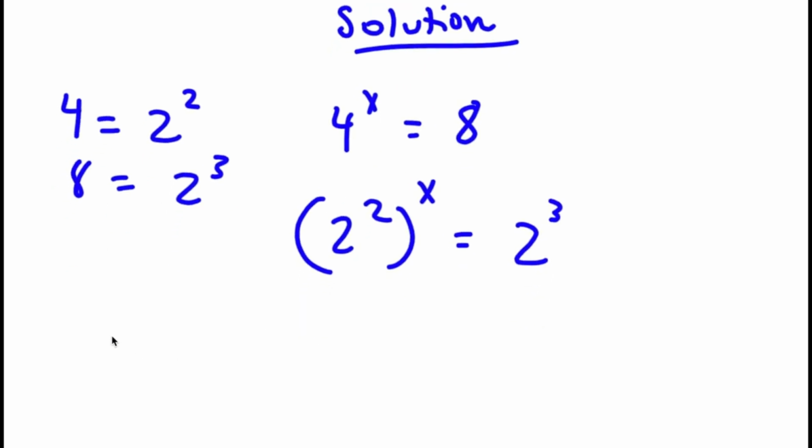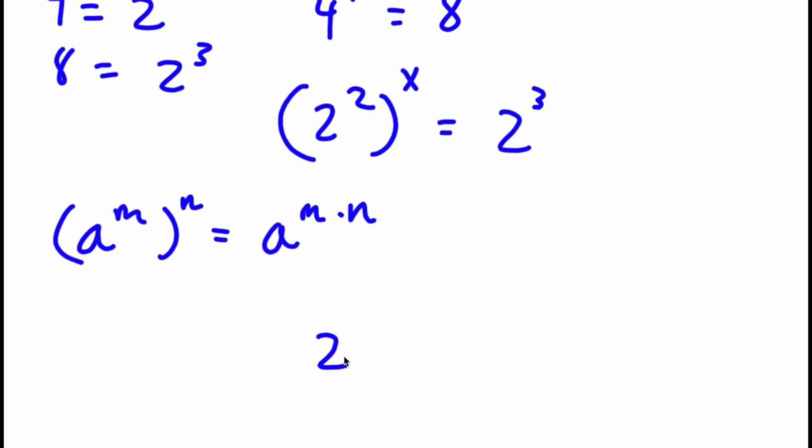Now, if I have something in the form a to the power of m to the power of n, this is simply equal to a to the power of m times n. So 2 to the power of 2 to the power of x, that's going to equal 2 to the power of 2 times x, which is simply 2x, which is equal to 2 to the power of 3.